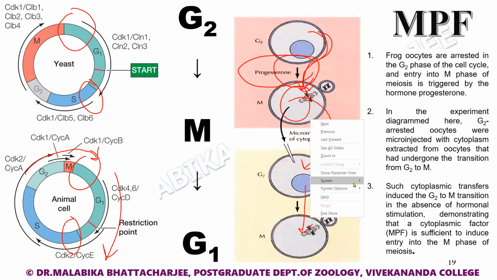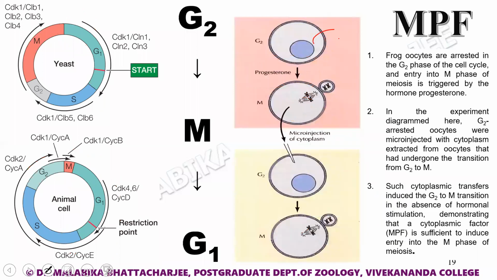So once more, in the first experiment, progesterone stimulates the transition from G2 to M. The cytoplasm of this cell is taken and injected into an oocyte arrested at G2. And then it was observed that such cytoplasmic transfer resulted in induction of the arrested oocyte from G2 to M, which clearly indicated that progesterone is not the sole element that is inducing the arrested oocytes to enter M phase. There is some cytoplasmic factor present in the cytoplasm, which plays an important role in the transition of the cell from G2 to M.